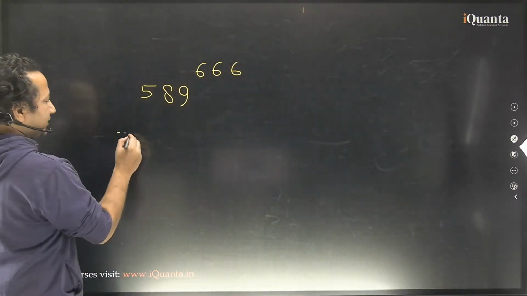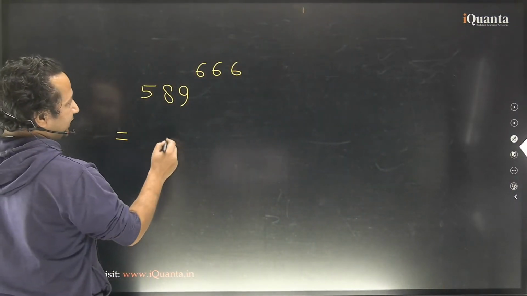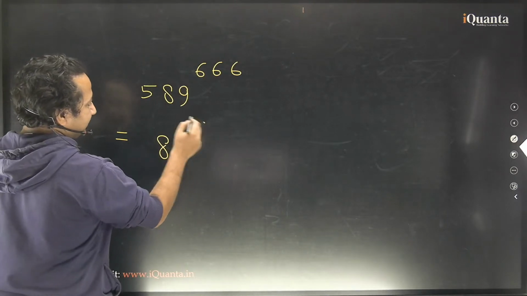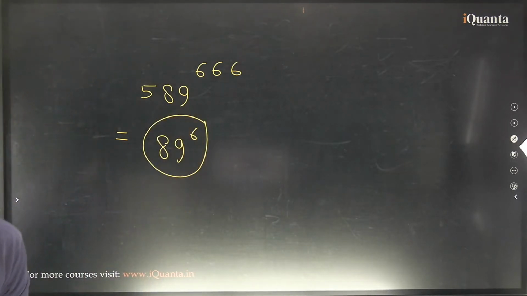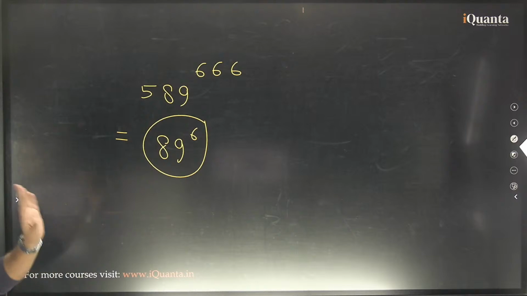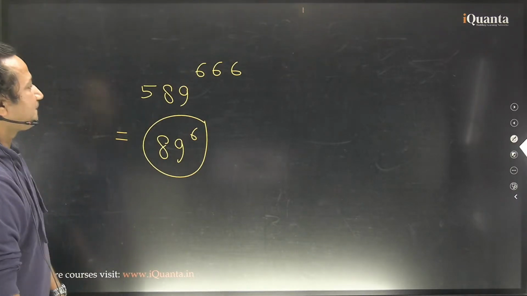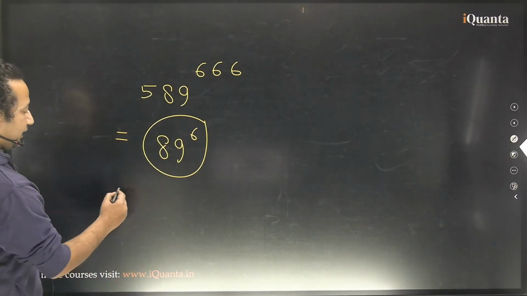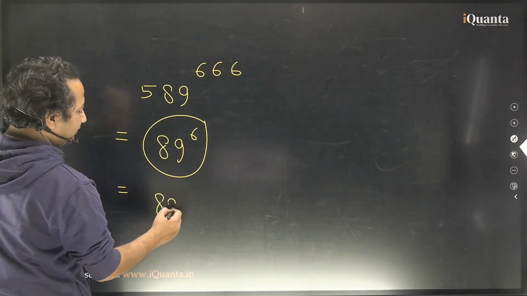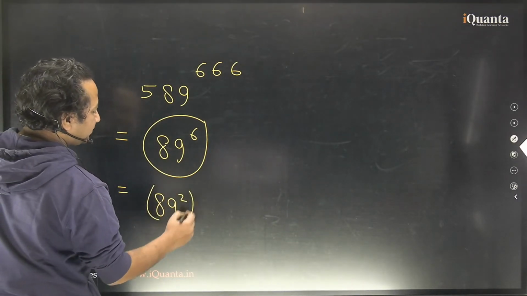So second step, in the second step, what I can write? I can write 89 to the power 6. Is this clear? 89 to the power 6. तुषार फील आ रही है ऐसे करके? ओके, चलो ये करते हैं अभी. इसके बाद थोड़ा और डिफिकल्ट कर दूंगा. 89 to the power 6. Now what you can do here? 89 to the power 6 can be rewritten as 89 का स्क्वायर का क्यूब, isn't it?